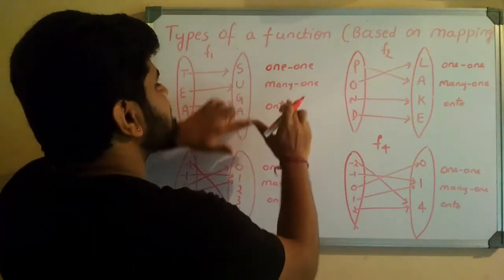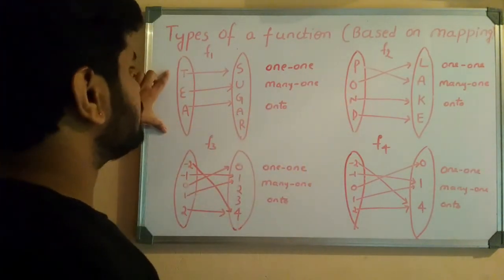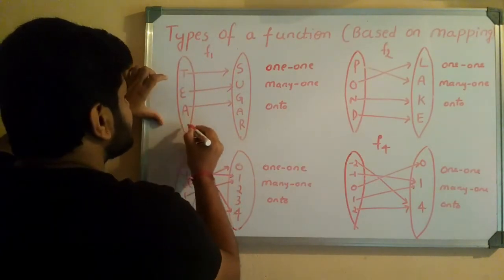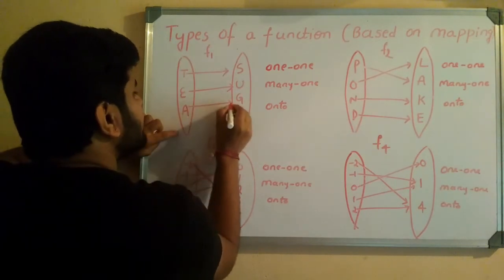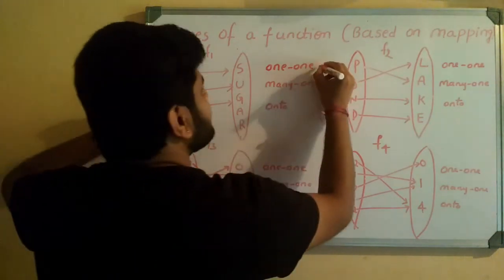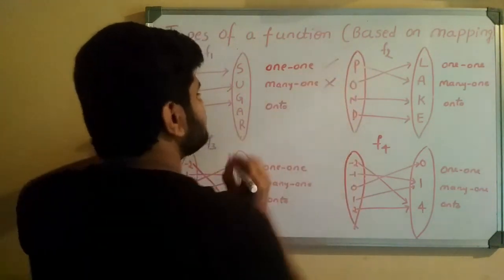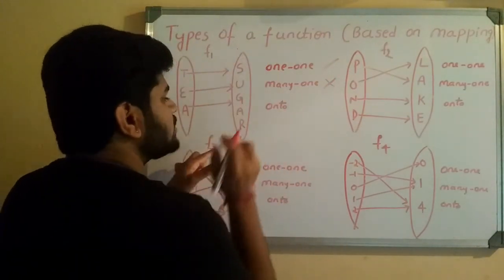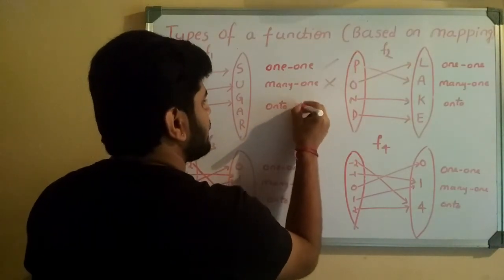Here are some questions. We'll check whether these problems are one-one, many-one, or onto function. So first question, here every element is included in a mapping, and it has one and exactly one image. Therefore, this is a one-one function. So, this is not a many-one function. Then onto function. Here, codomain is not equal to range. Therefore, this is not an onto function.